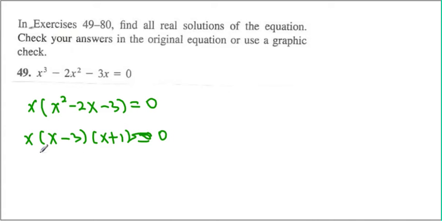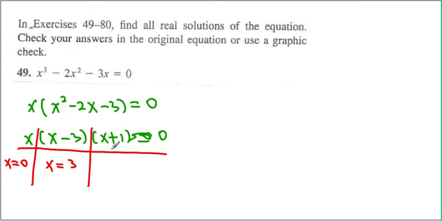Now, in order for this to equal 0, we could have 3 cases. x can equal 0, or x can equal 3, or x can equal negative 1. Now let us try to use the calculator then.